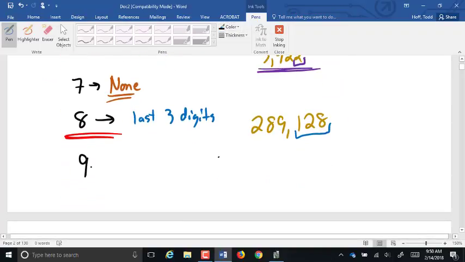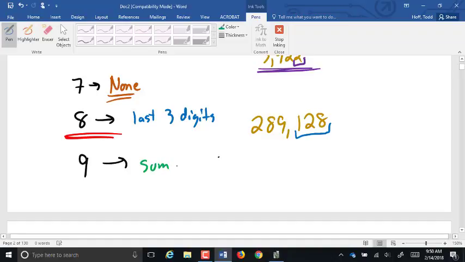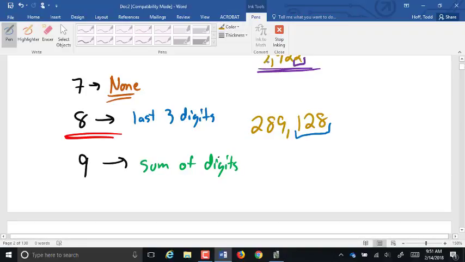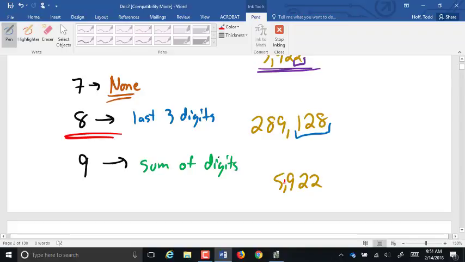9. The rule for 9 is the same as the rule for 3, actually. Sum of the digits. The difference is that the sum of the digits has to divide by 9. Well, 5,922, if I add up the digits, we already did this, they add up to 18. Is 18 divisible by 9? Yes, so then the whole thing is divisible by 9.